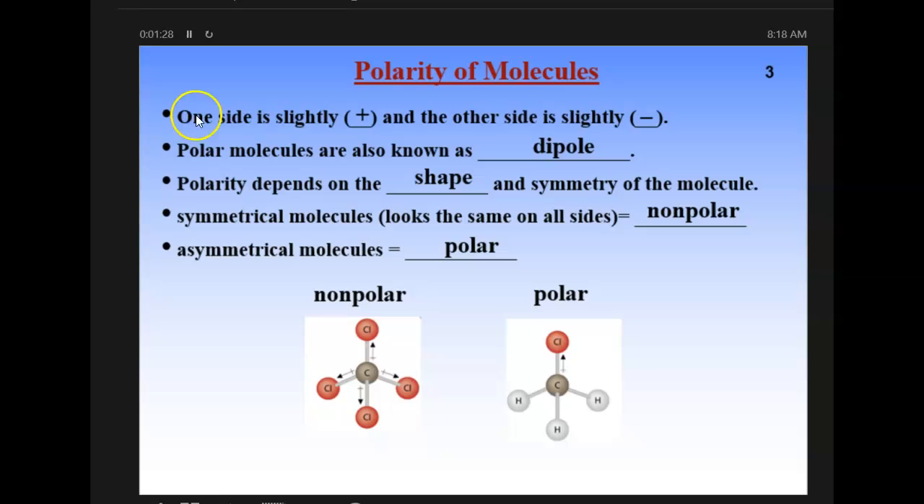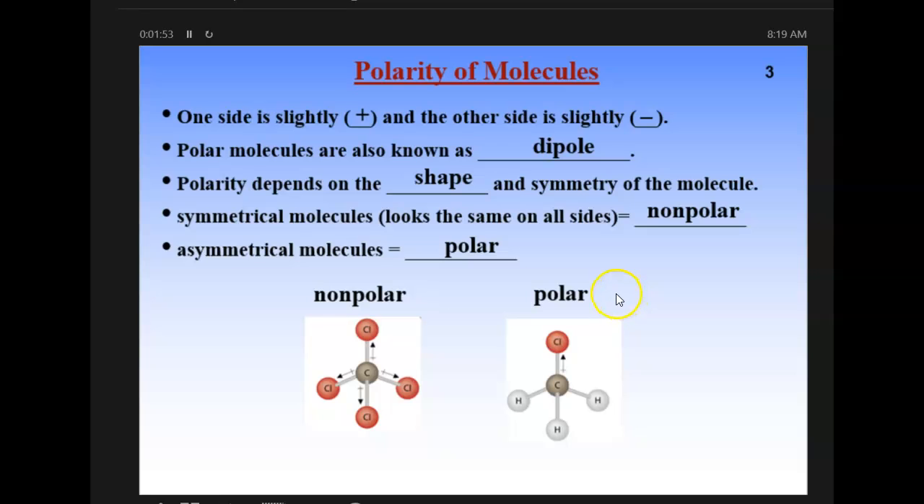When you have a polar molecule, that means one side is slightly positive and the other side slightly negative. They're also called dipoles, so if you hear that term, that's what it's talking about. Polarity depends on the shape and symmetry of the molecule. Symmetrical molecules, meaning it looks the same on all sides, are nonpolar, and asymmetrical molecules are polar.